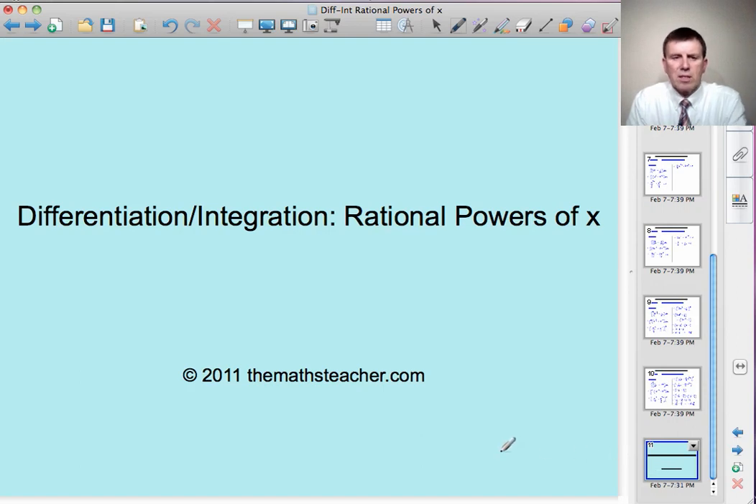That concludes this lesson on differentiation and integration of rational powers of x. You need lots of practice at these techniques, and you'll now find 2 exercises, exercise A and exercise B, 10 questions on differentiation and 10 questions on integration.